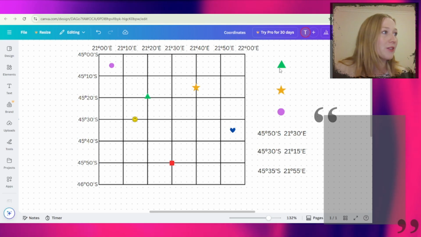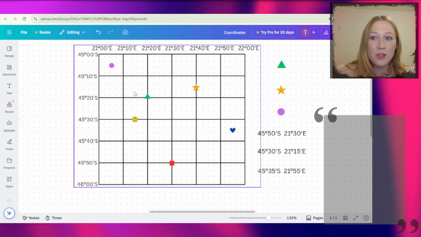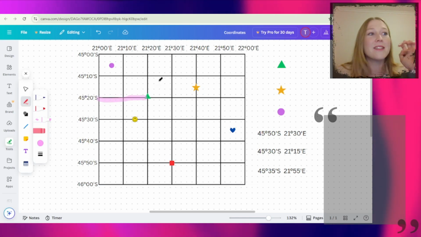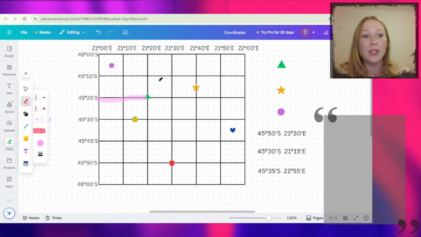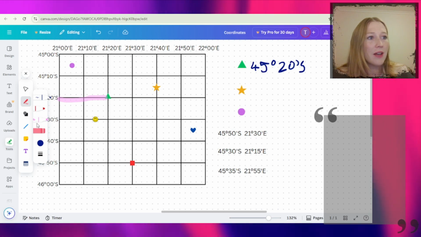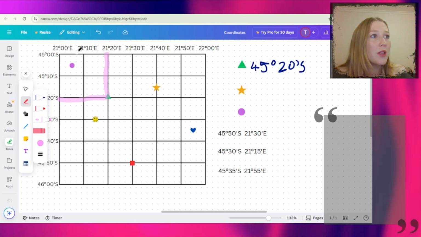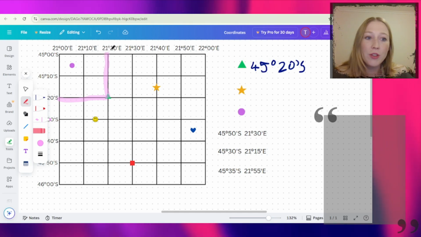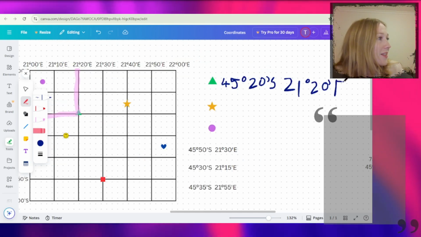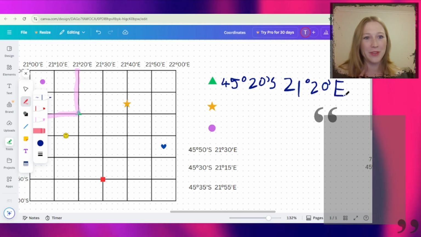Let's start by finding the triangle. So triangle is over here. We always start north-south. There we go. And I can see that that is 45 degrees and 20 minutes south. Okay, and then I take the highlighter and I move towards the lines of longitude. And now I have 21 degrees and 20 minutes east. Sorry, my handwriting on this whiteboard is terrible, but hopefully we can still make out what the answer is.